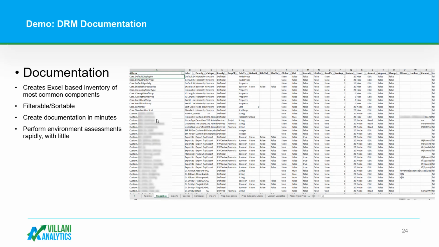This is an example of what the documentation looks like. It's an Excel spreadsheet that just has a series of tabs for each component type. It's all filterable, sortable, and gives you great insight into what you have.